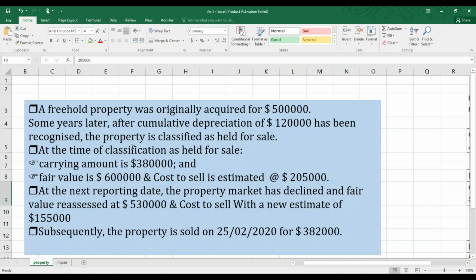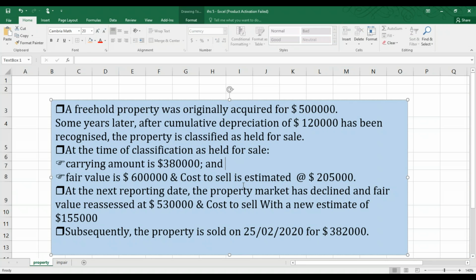Now, on 31st of December, we saw that the property market declined, and there was a different fair value and a different estimated cost to sell. So on 31st of December, I am going to reassess the amount of my asset held for sale. When I assess my property held for sale, I recognize a loss of 5,000 that will be shown in my P&L account. The 5,000 came from 3,80,000 minus 3,75,000. So I have incurred a loss of 5,000 in my P&L account.